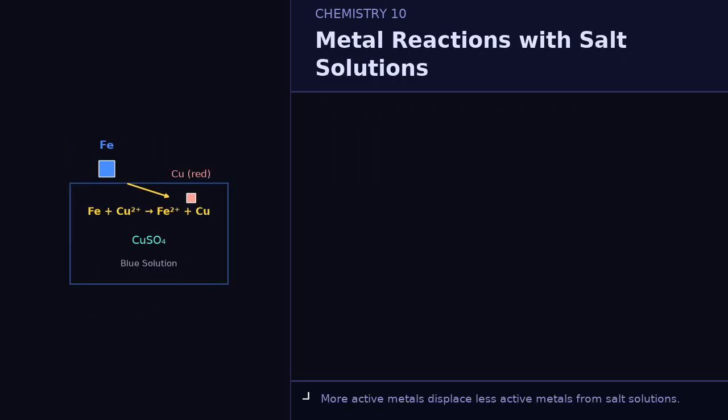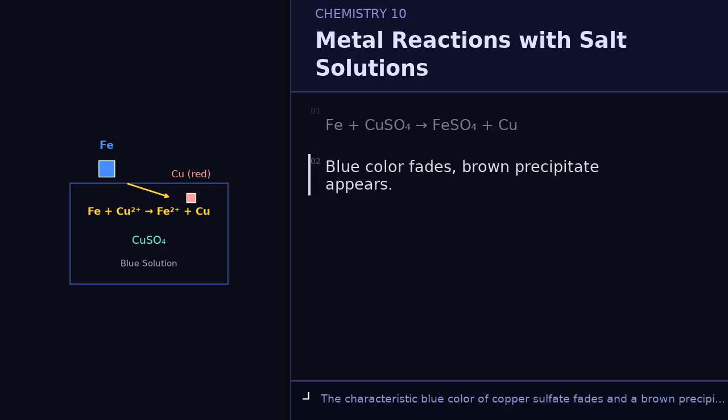More active metals displace less active metals from salt solutions. Iron displaces copper from copper sulfate solution, forming iron sulfate and copper metal. The characteristic blue color of copper sulfate fades and a brown precipitate of copper metal appears.